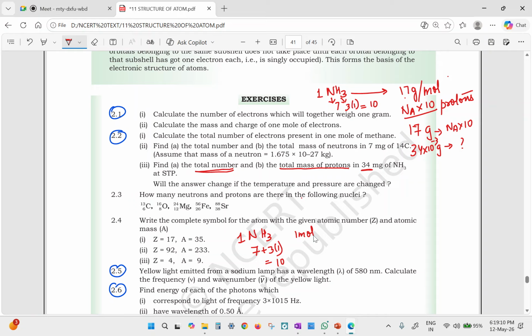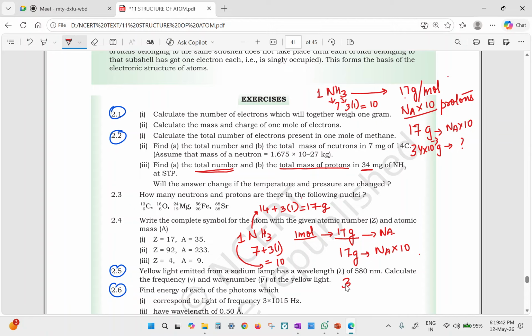So 1 mole, which weighs 17 grams, right? How 17 grams? Nitrogen's atomic mass is 14, hydrogen is 3 times 1, so 17 grams. 1 mole, which weighs 17 grams, will have Avogadro number of molecules. So 17 grams of ammonia will have Avogadro times 10 protons, because one molecule has 10.